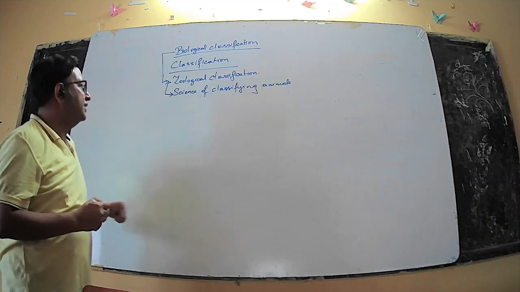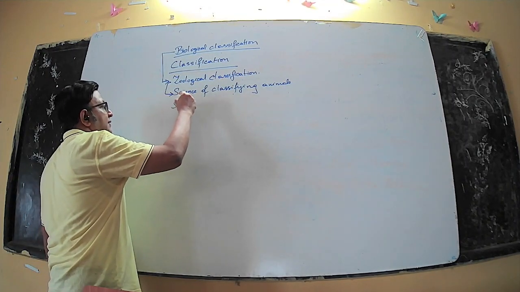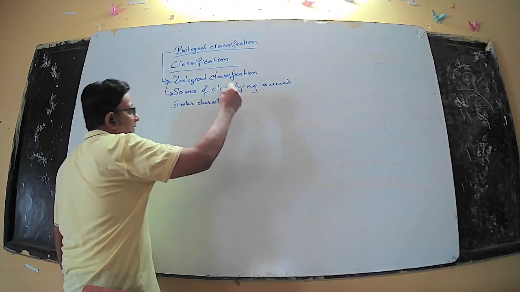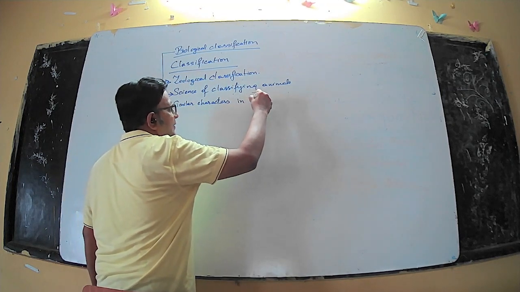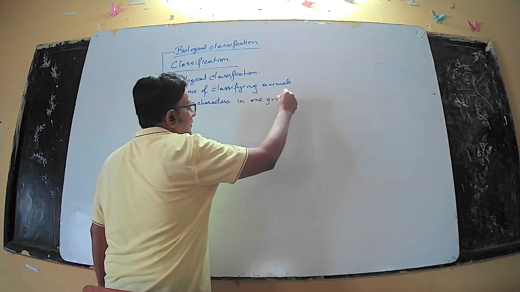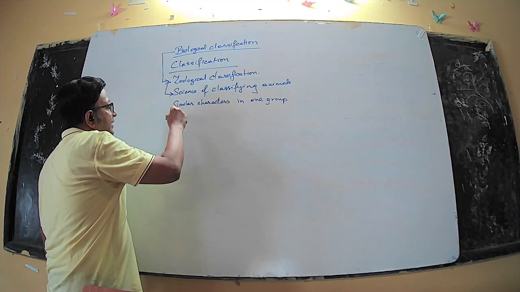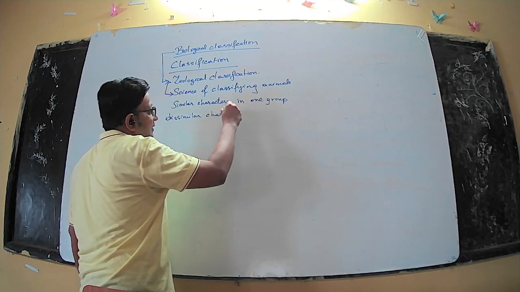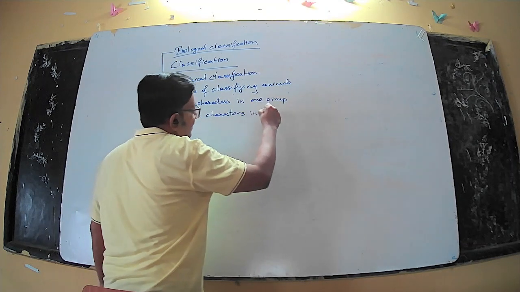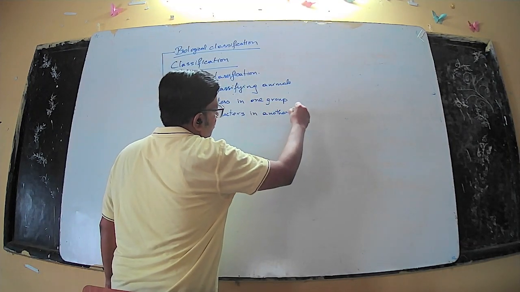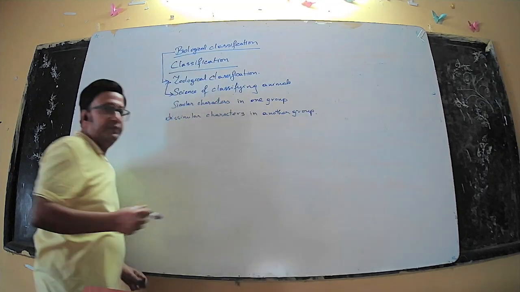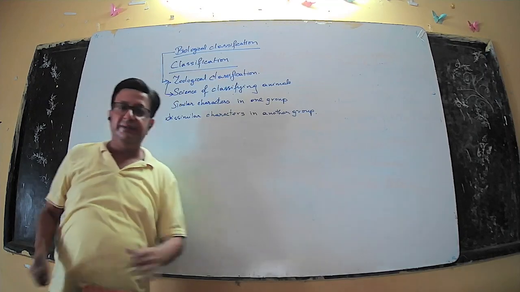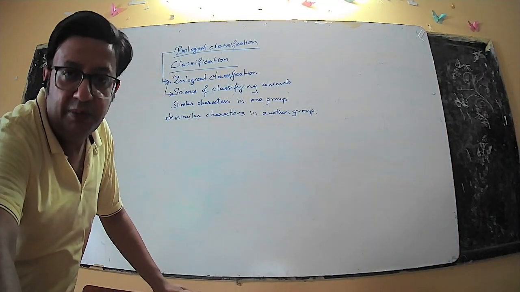That is, how do you classify? The basis is similar characters in one group, and dissimilar characters in another group. Similar characters, you keep them in one group. Dissimilar characters, you keep them in another group.